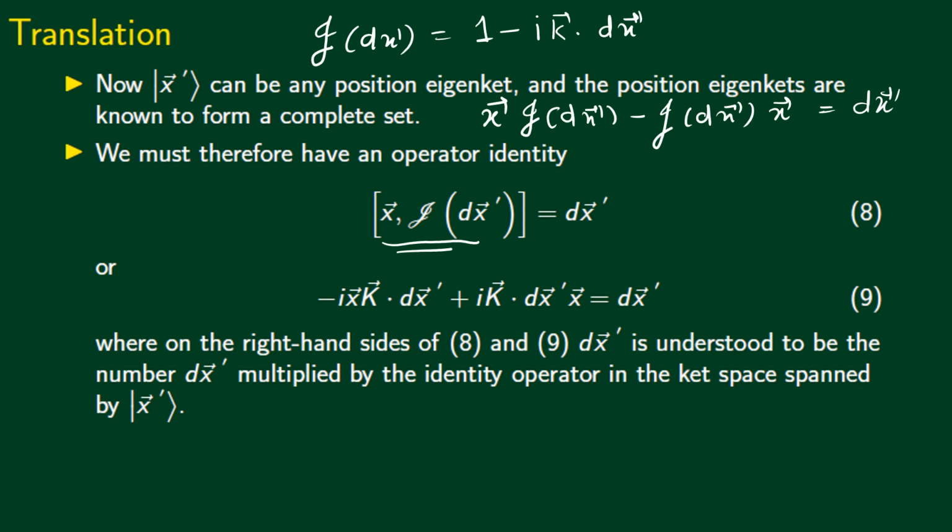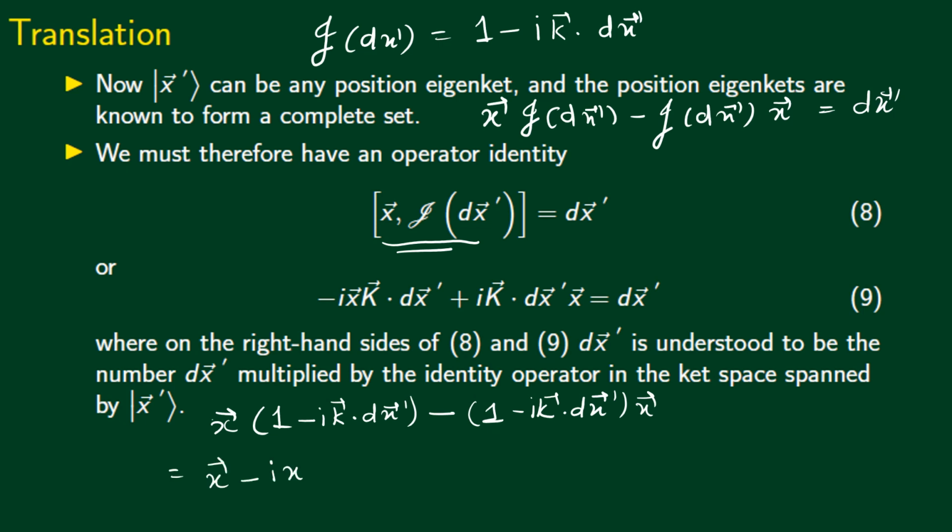Looking at the left hand side, this is equal to x vector multiplied by (1 minus i k vector dot dx vector prime), I've taken it in one order, minus (1 minus i k vector dot dx vector prime) multiplied by x vector. This is the left hand side. On the right hand side it's simply dx vector prime. Let's solve the left hand side first. This is equal to x vector minus i x vector k vector dot dx vector prime. Numbers, these operators do not do anything to numbers.